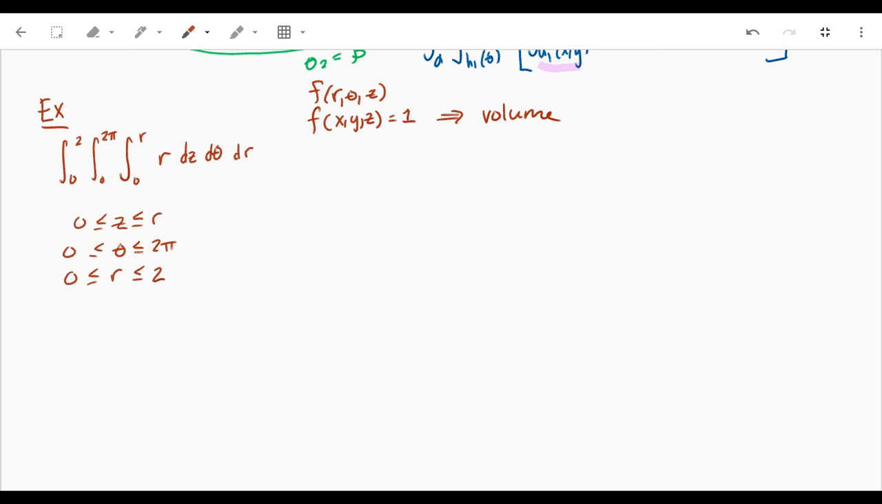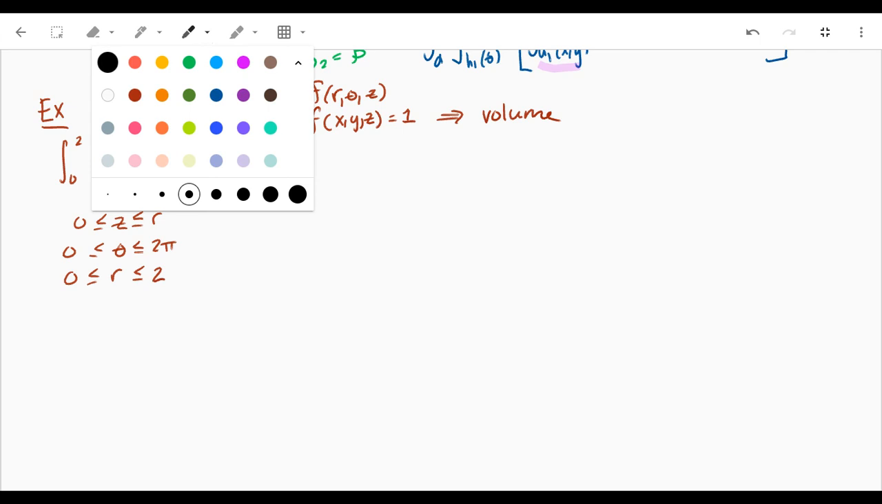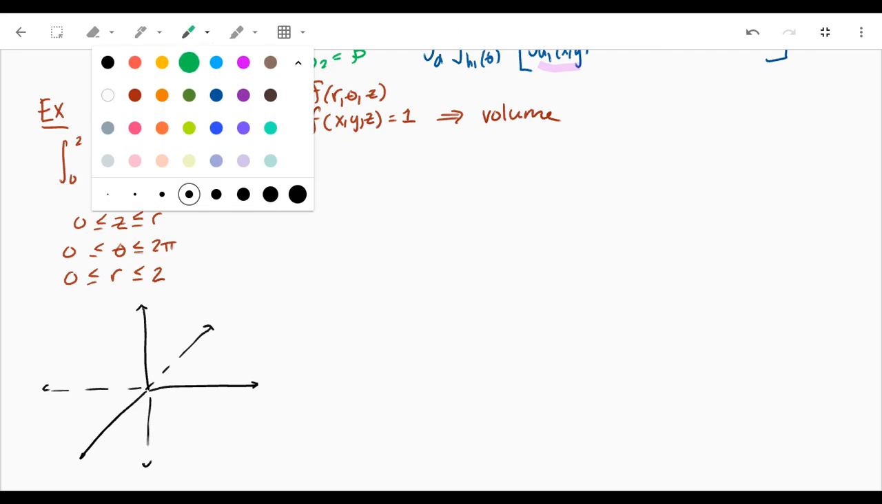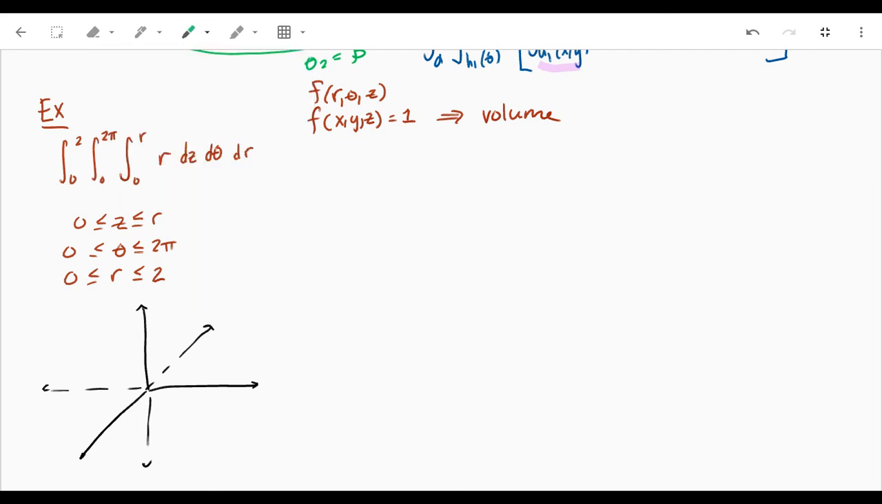So when we sketch this, it helps if you think about your base first, where r is between 0 and 2, so r is that circle, and theta goes all the way from 0 to 2 pi. So we just have a circle, right? R and theta give us a circle with a radius of 2.